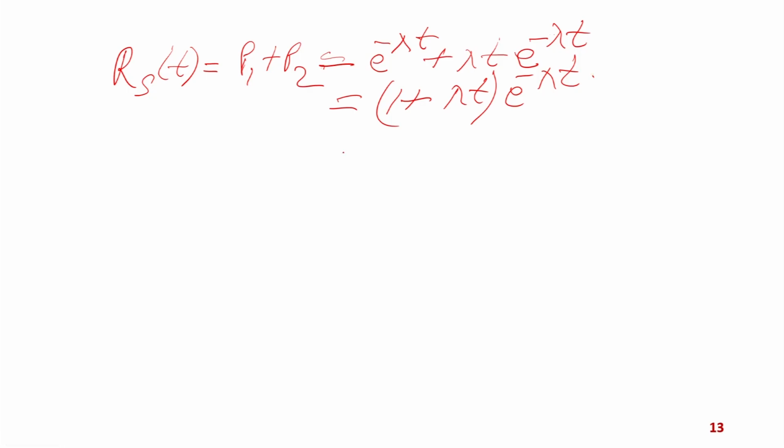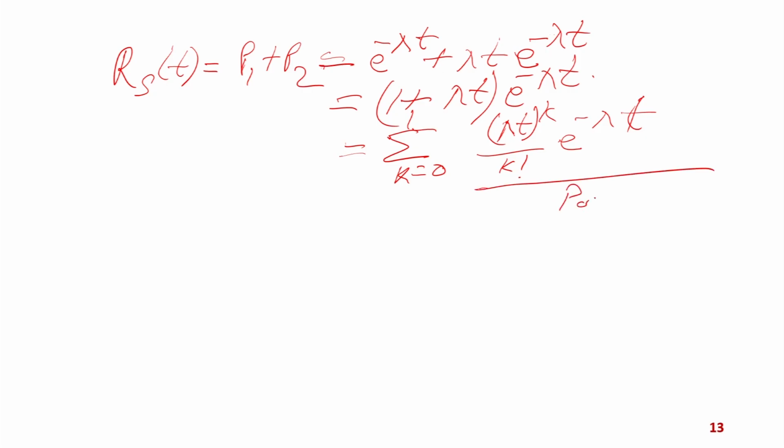So, I can write this as an expression like this: sum over k equal to 0 to 1, lambda t to the power k by k factorial, and then e to the power minus lambda t. So, what is this? This is actually the Poisson distribution, or the Poisson random process.